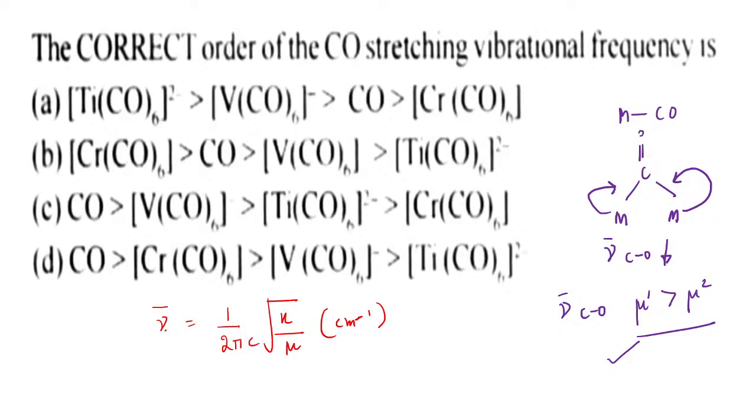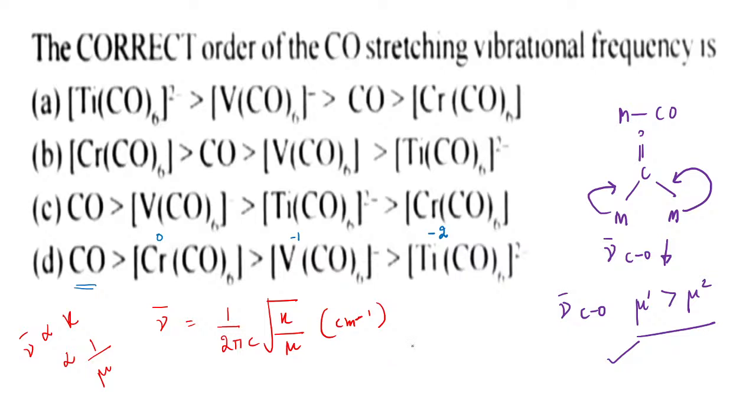Now we know that stretching frequency is directly proportional to k and it's inversely proportional to reduced mass. Okay, now let's see these complexes. So if I take these complexes, so carbonyl, this is free carbonyl, and these all are complexes. Okay, so there is back bonding in these all complexes. So the oxidation state of carbonyl is 0, oxidation state of chromium is 0, oxidation state of vanadium is -1, and oxidation state of titanium is -2.